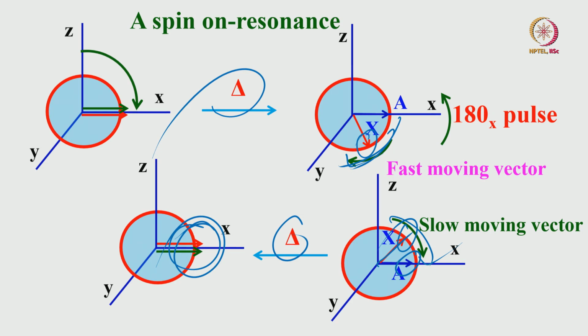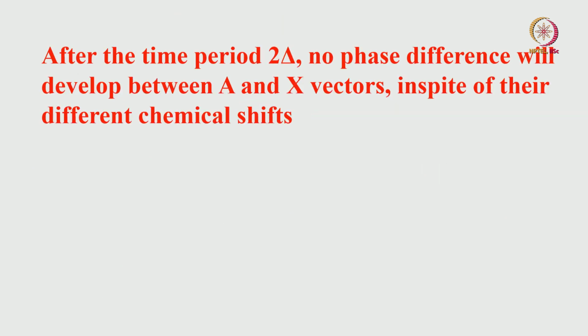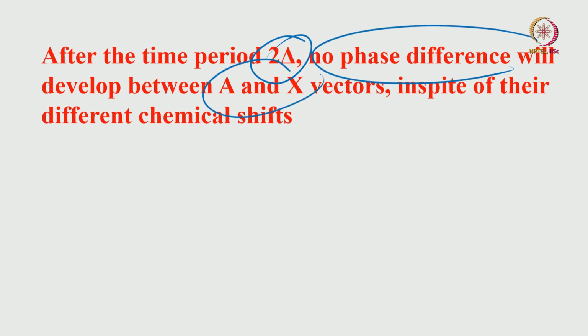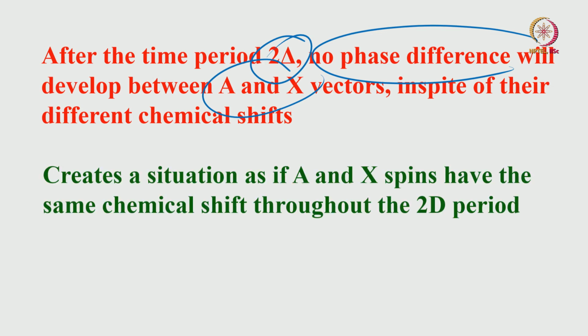Fast or slow doesn't matter. But with this 180 pulse, after the delay, what we did is that after two delays, the phase difference between A and X is reduced to 0. They have two different chemical shifts. In spite of it, they come out of the same place. Now it appears as if there is no phase difference at all. That means there is no chemical shift difference between A and X.